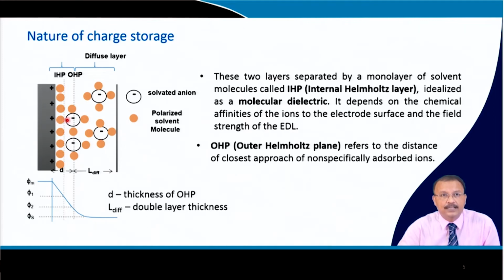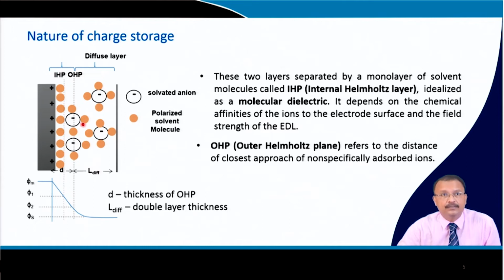So, it is also polarized, and this is adhered to the surface of the electrode, and that forms this inner Helmholtz layer. And then of course, it depends on the chemical affinities of the ions to the electrode surface, and of course, the field strength also decides this adhesion. And then you have an outer Helmholtz plane, and that refers to the distance from the surface till the outer Helmholtz layer.